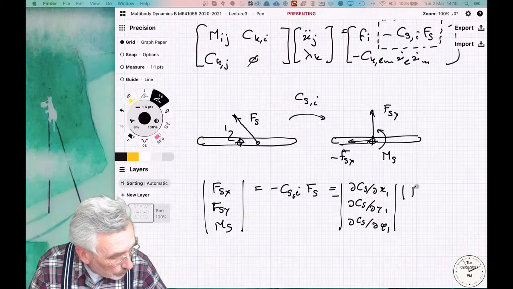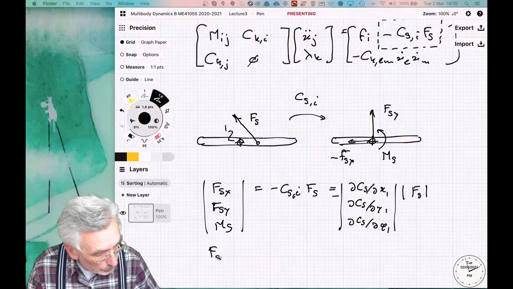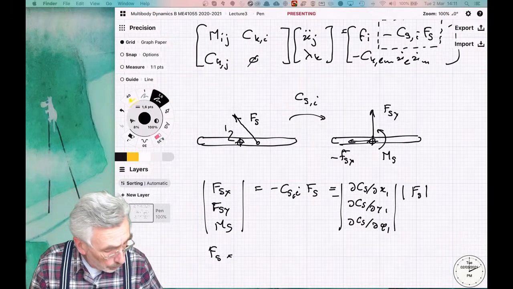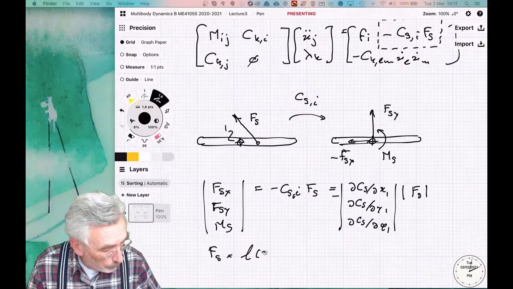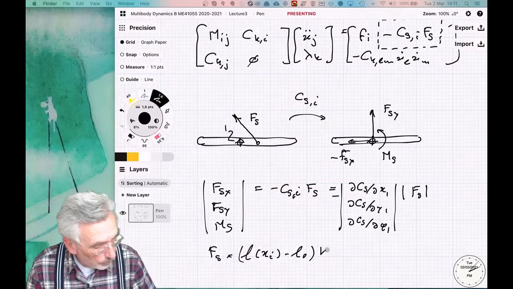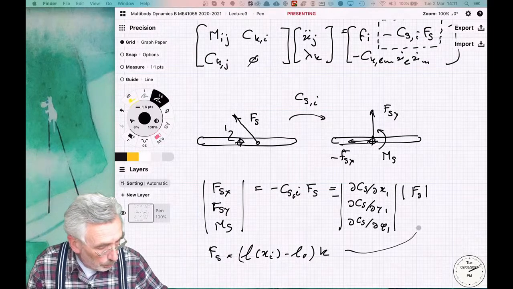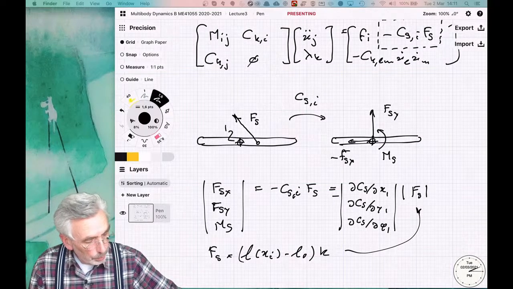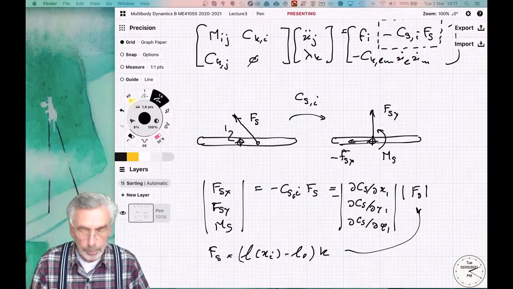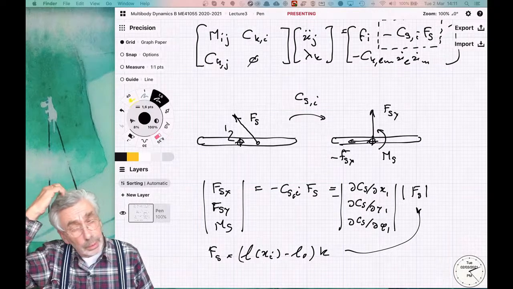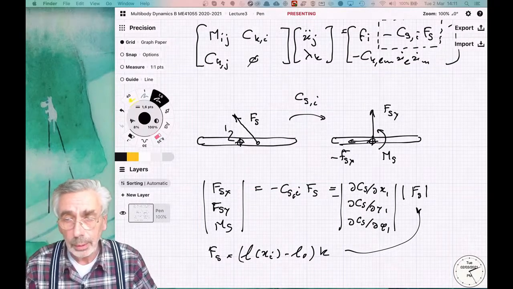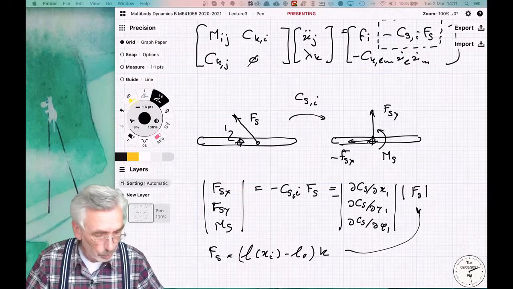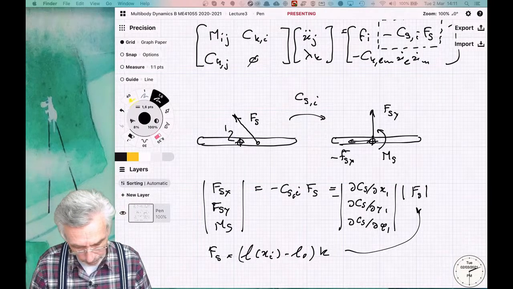And then the Fs, well, that's just a spring force which we can calculate as, in our case, we just calculate what the L is depending on the coordinates minus the L0. And then we multiply it with a k. But that's just a number which you put in here. So we see magically this Jacobian transforms our spring force to forces at the center of mass. And that you can do with any element. So you can add like 1,000 elements and then you have 1,000 contributions on your right hand side.